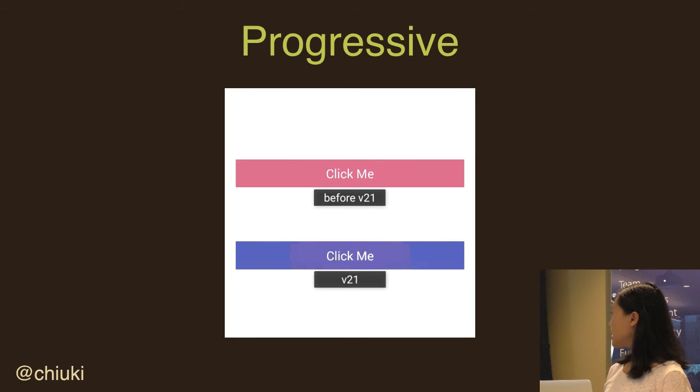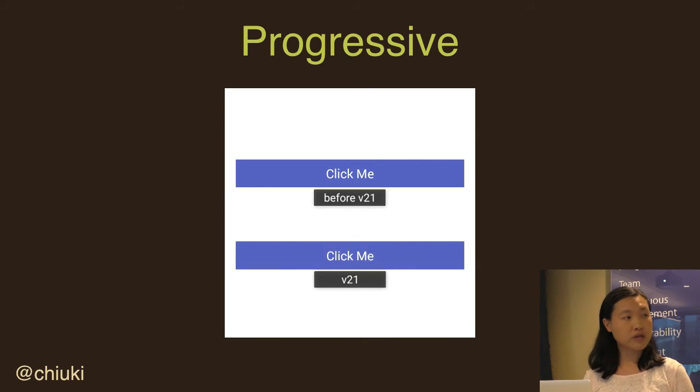So this is how it looks. The one above is before version 21. When you click on it, the whole thing changes color. And then if you run it on version 21 or above, it has this nice ripple effect, which is more fancy. And as the platform gets more mature, you probably want to make sure that you incorporate new elements, otherwise your app will start looking very dated.